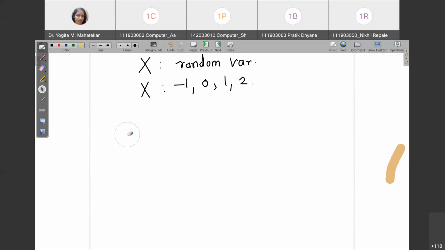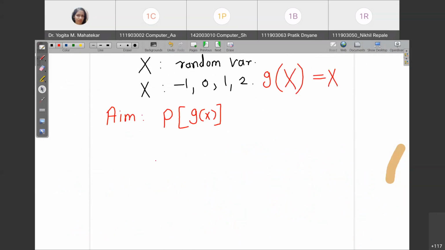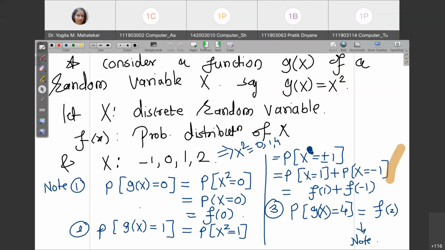And I'm interested in finding the probability of g of x. So capital X is the given random variable and some function of that capital X I will take, say x square. So g is some function of your random variable X, and I'm interested in finding the probability of g of x. What I will do, first of all, you have to observe your x values. Your x values are minus 1, 0, 1, and 2.